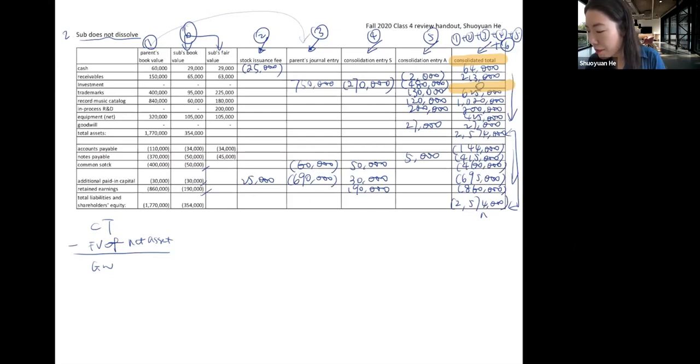The initial amount we record in the investment account, this is the consideration transferred, right? So for the investment account, the initial journal entry made on the parent's book, we record the whole consideration transferred into the investment account.